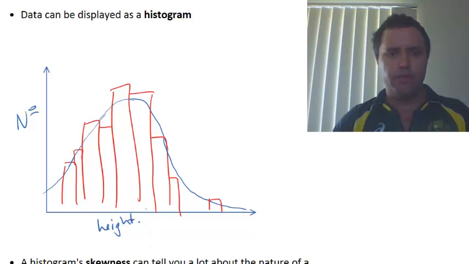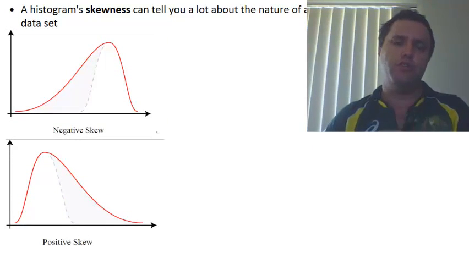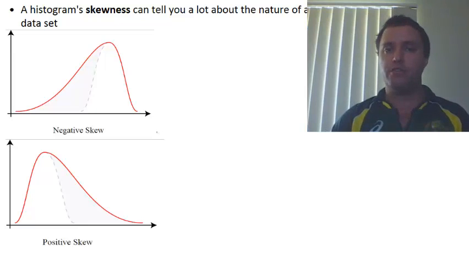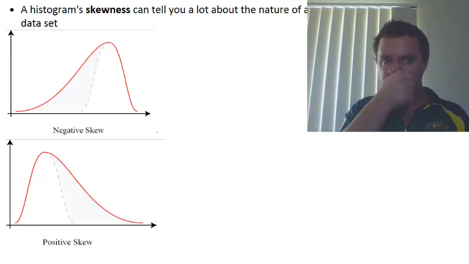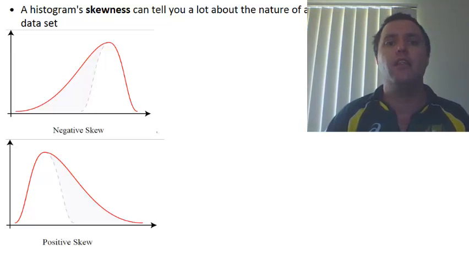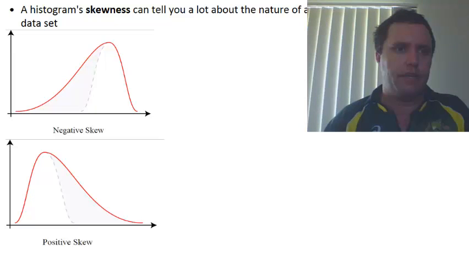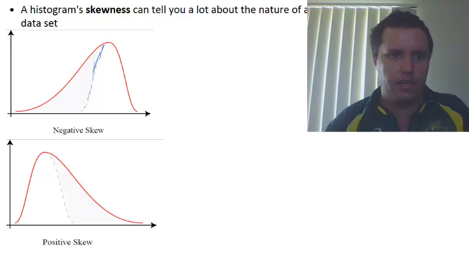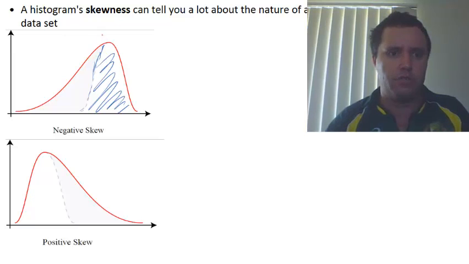Now, one of the really important things for us to think about is a histogram's skewness. It's a technical term, and it's a good one for you to be able to use in your assignments and in your explanations, evaluations, justifications, that kind of stuff. Histogram skewness can tell you a lot about the nature of a data set. Let me help you understand what these drawings are saying. You can maybe see this dotted line in here. This part here would be a normal distribution, like I was showing you before. It's nice and symmetrical. However, the red line is the actual data set that we're looking at.